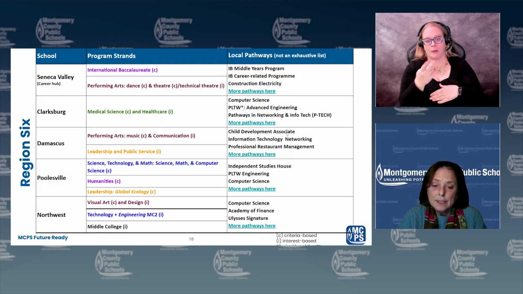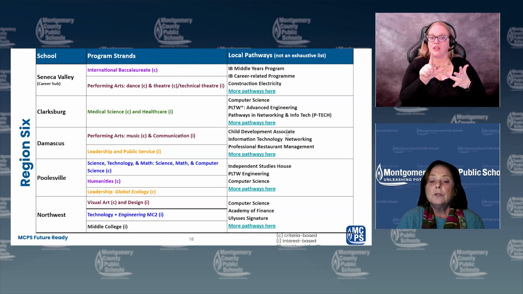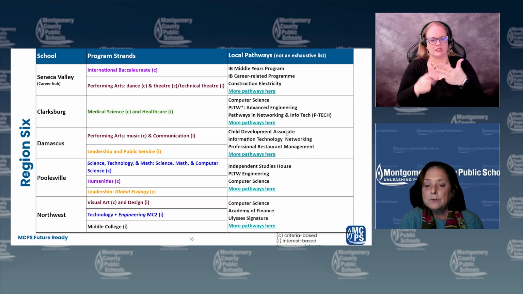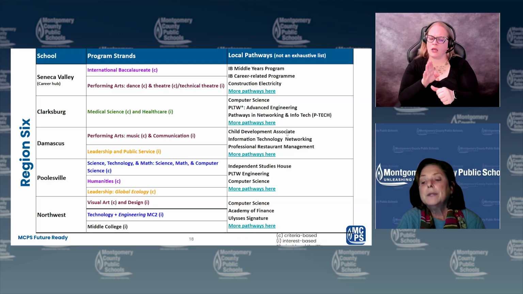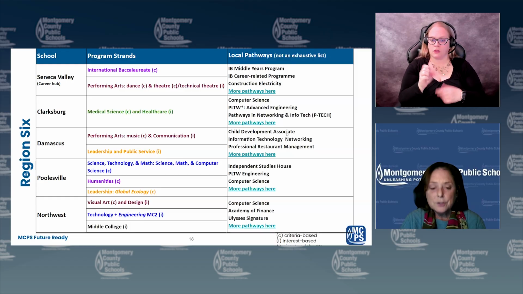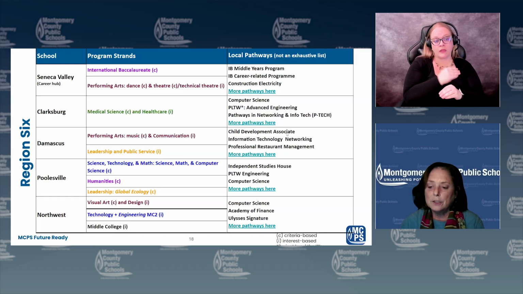Poolesville is the site at current time that hosts the 3 programs at their school, and they're going to continue to do so. Things are going well and will continue, but these 5 high schools would have access to Poolesville. Science, technology, math, computer science pathway, the humanities, and the leadership side would be a part of global ecology.